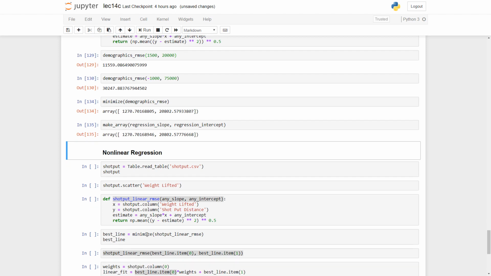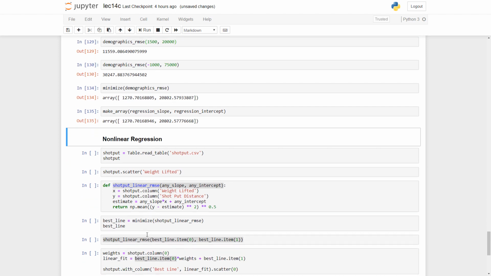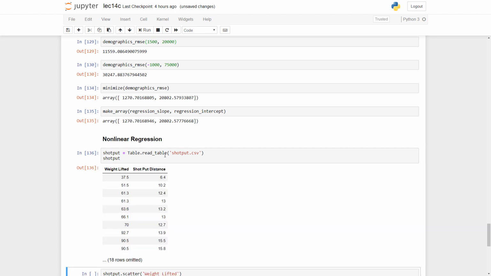So in nonlinear regression, sometimes we find that the relationship is not linear, and we want to see another type of relationship which might be nonlinear. So let's do that on a new dataset, which is called ShotPut. This is a dataset about athletes. For each athlete, we have the weight that this athlete can lift. So this is weight lifted, and the distance that the shot put can be thrown by this athlete.